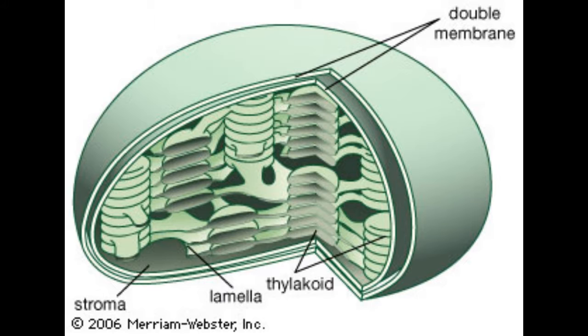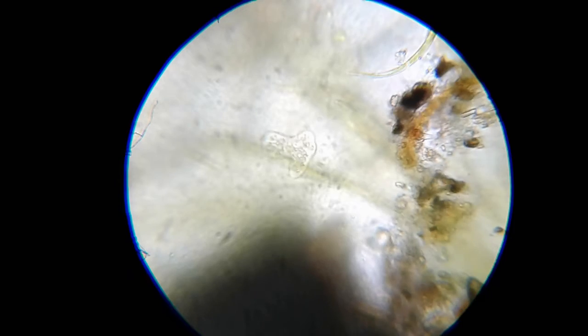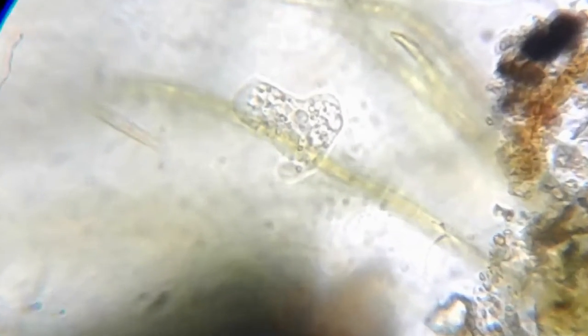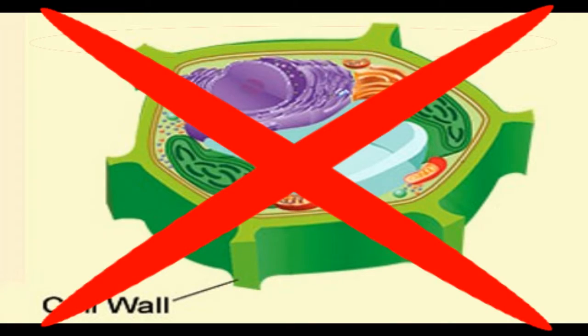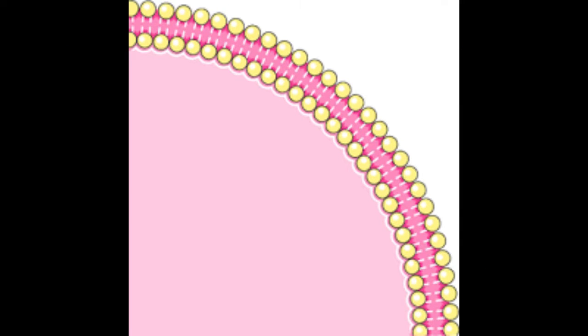An animal cell has many of the same organelles, but lacks the cell wall, which they instead have just a cell membrane, and they lack chloroplasts.